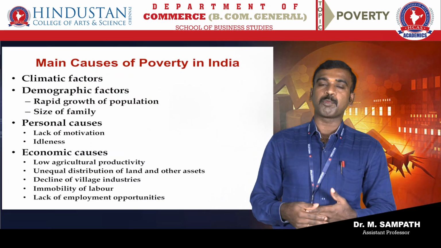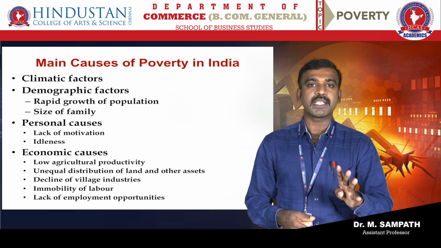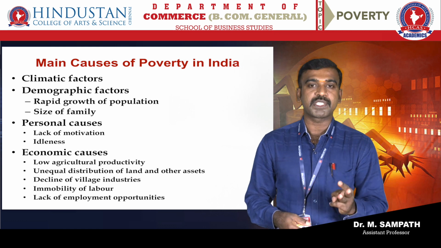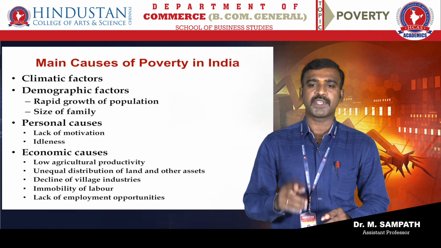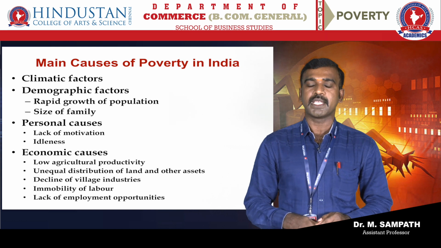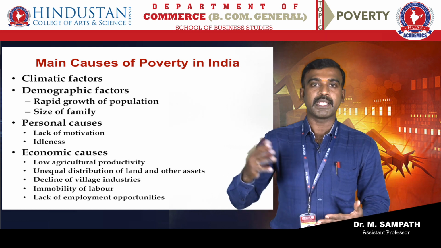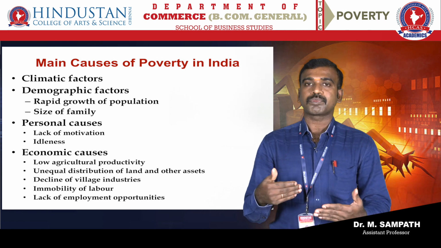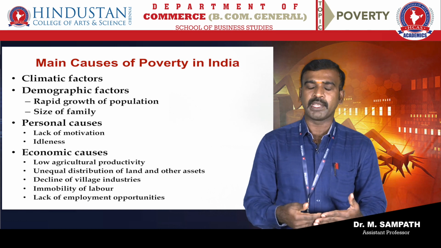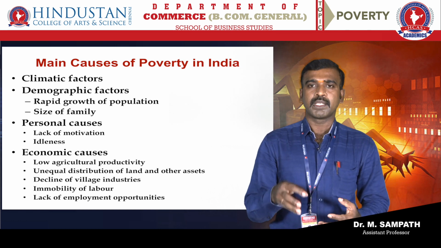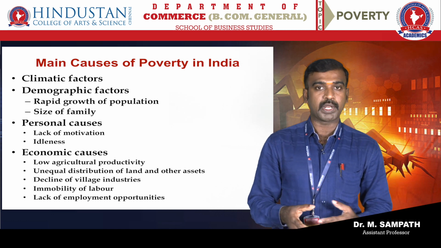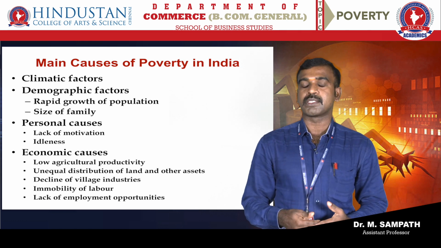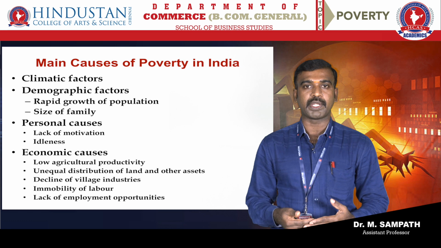And these are the main causes of poverty in India. There are 4 causes mentioned here: climatic factors, demographic factors, personal causes and economic causes. The first is climate factors. Climate can make a person rich or poor. Climatic factors like drought, flood and famine create poverty in a nation. Particularly in our India, agriculture depends heavily on climatic factors. That is why climatic factors create poverty in our India.